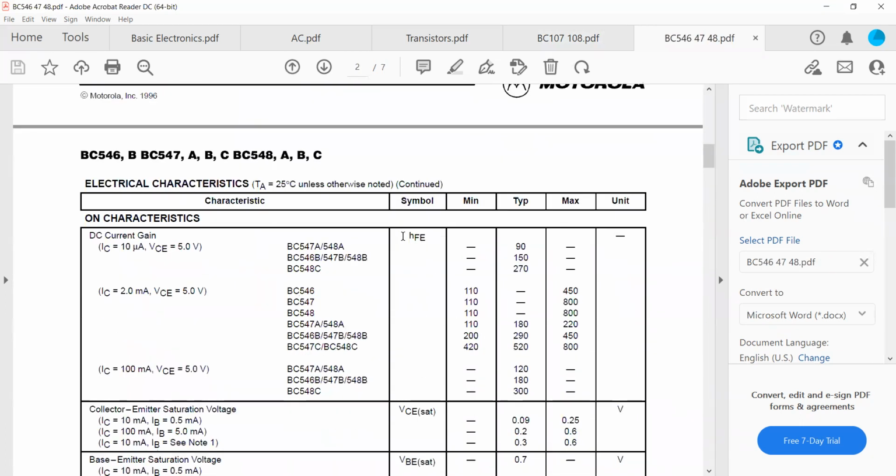This is HFE. Minimum this one, maximum this one. BC 547, 547, 548 like that. Here, why do we have the minimum value and maximum value?